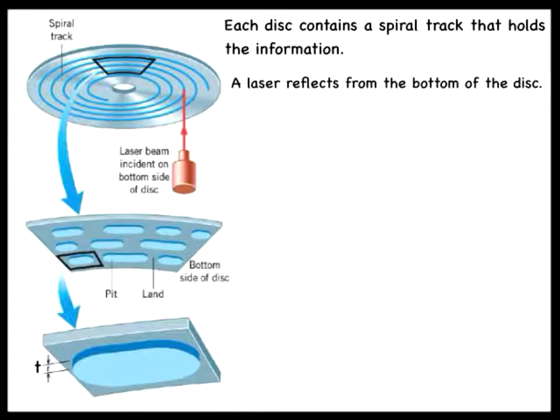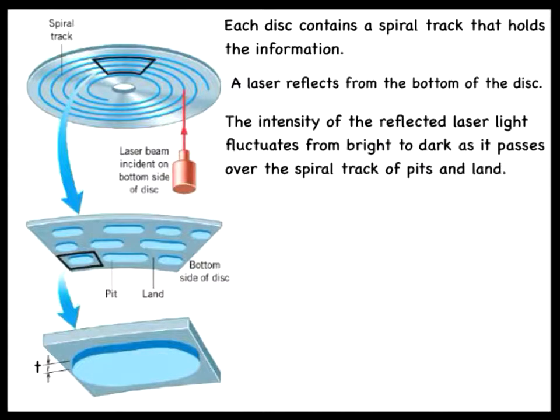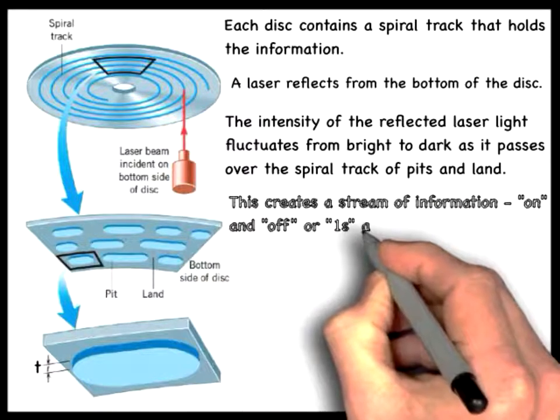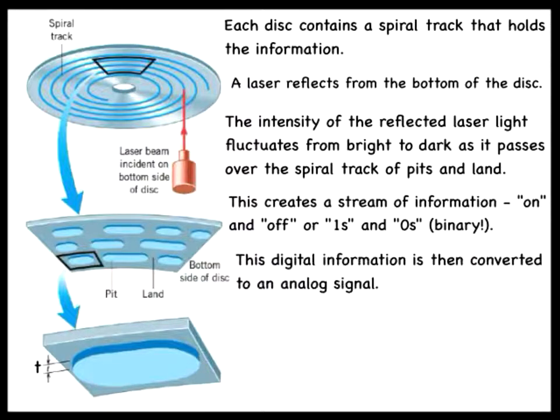As the disc rotates, the laser beam reflects off the bottom and into a detector. The reflected light intensity fluctuates as the pits and land areas pass by, and the fluctuations convey the information as a series of binary numbers, zeros or ones. This digital information is then converted into what's called an analog signal, which is a fluctuating voltage that can be amplified to drive a speaker, for example, and reveal the sound information stored on the disc.